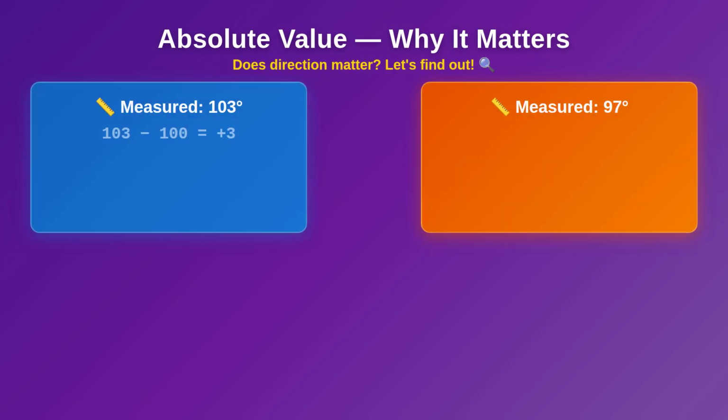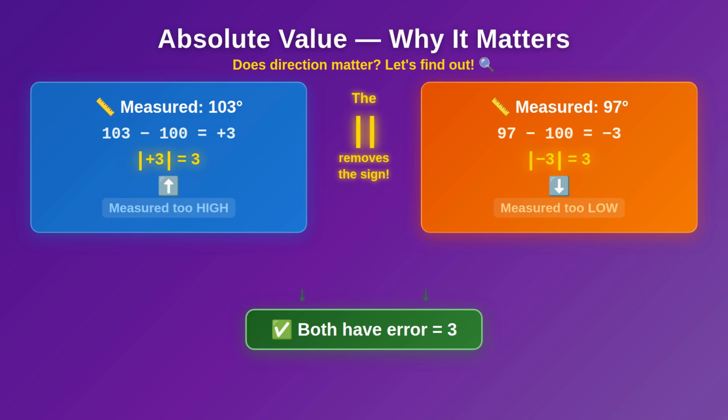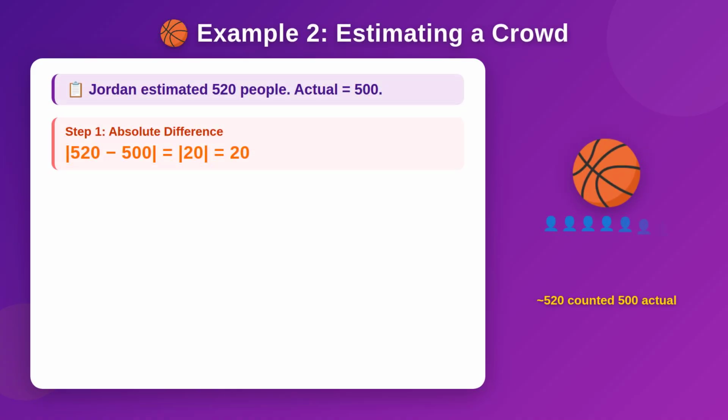Quick pause. Let's talk about those absolute value signs. Why do we use them? Imagine you measured 103 degrees instead of 97. You'd get 103 minus 100 equals +3. But with 97, you'd get 97 minus 100 equals -3. In both cases, you are off by 3 degrees. The error is the same. Absolute value removes the negative sign, so we're comparing size of error, not direction. It doesn't matter if you measured too high or too low. What matters is how far off you were.